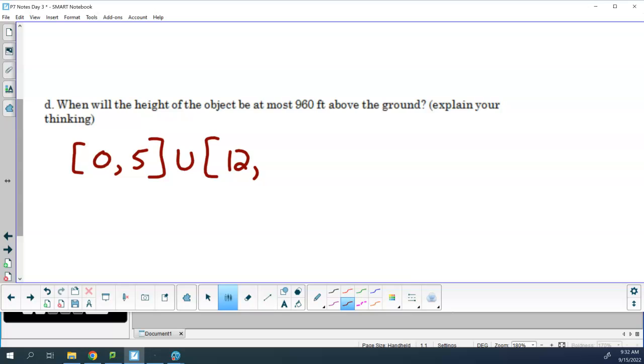Because it's a parabola. Parabolas are symmetric. Okay? So if it takes 5 seconds for it to get up, you drop the phone right here at my feet. If it takes 5 seconds to get up to 960 feet, then on the way down, it's going to take 5 seconds to get back down from 960 feet. Okay? Now, what if we didn't know that? What could we do?